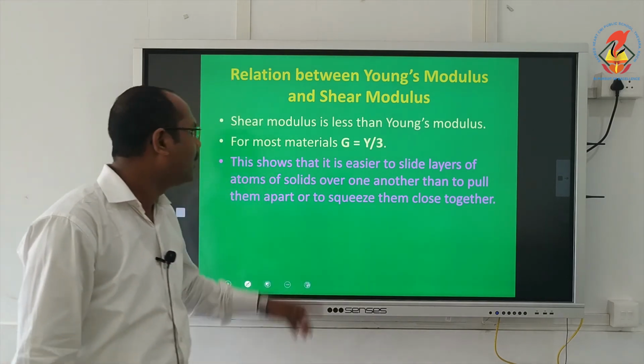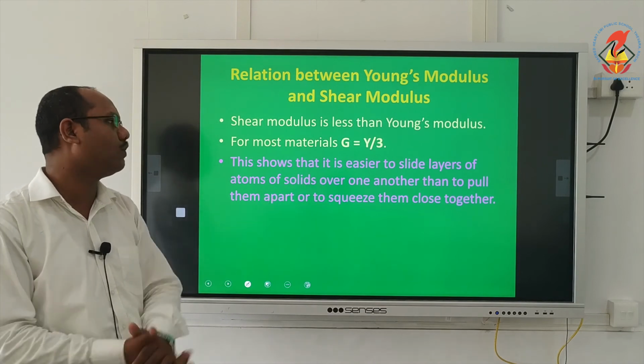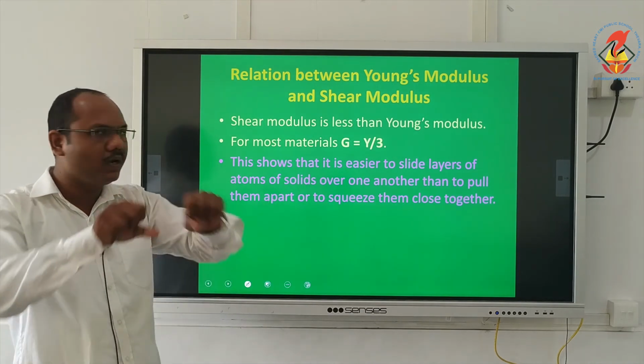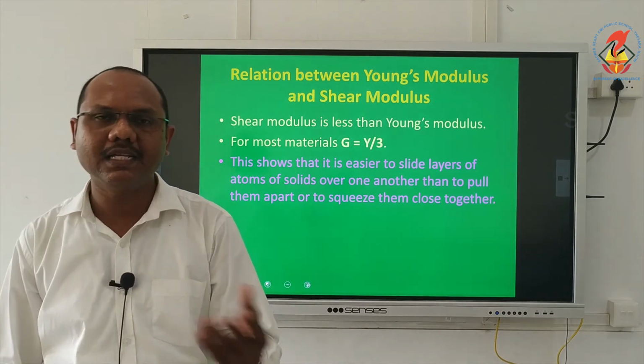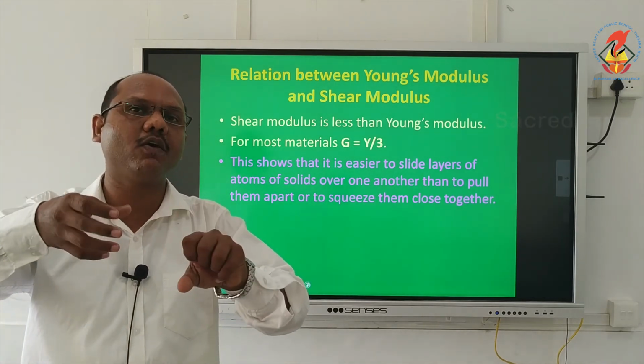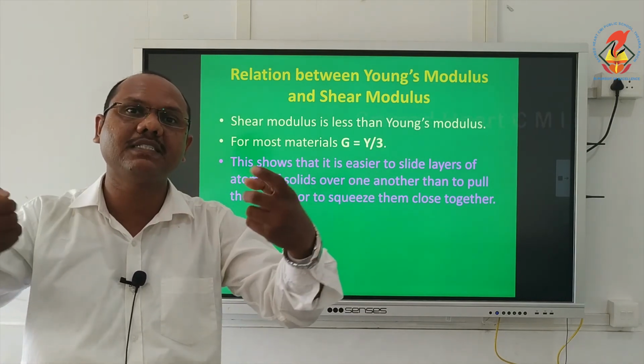That is why it is easier to slide the layers of atoms of solids over one another than to pull them apart or to squeeze them closer together. That is why I say we can twist the paper or fold the paper easily, but you have to apply more force to stretch the paper.